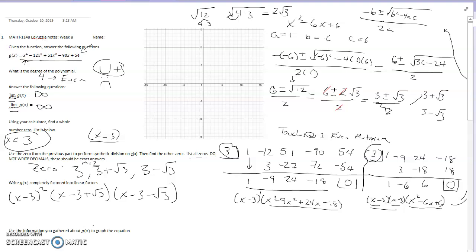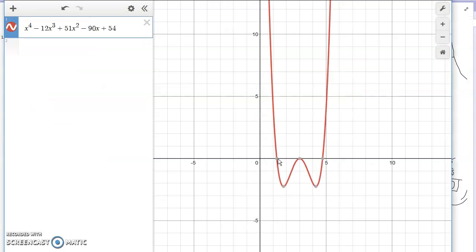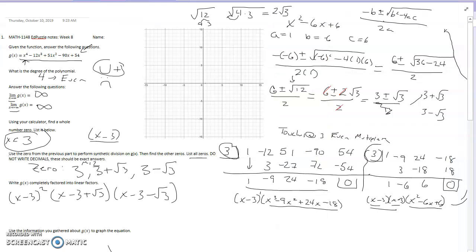Now it says use the information you gathered about g of x to graph the equations. So I'm going to rely on my calculator a little bit here because I know I could evaluate these. So it looks like this must be 3 minus radical 3 and this must be 3 plus radical 3. So 1.3 and 4.7, I'll put those on here. So 1.3 is something like right here. 4.7 is right here. And I know I also have a 0 at 3.